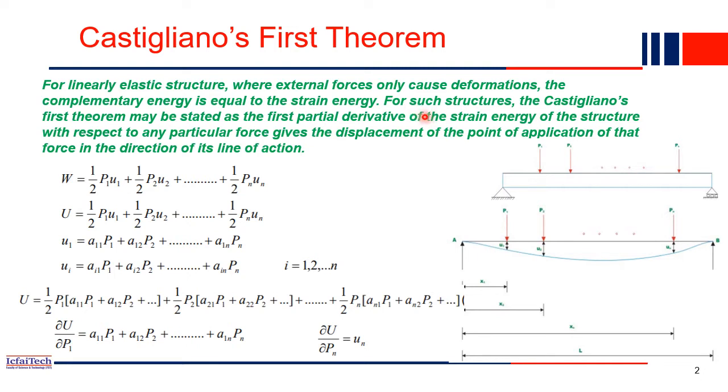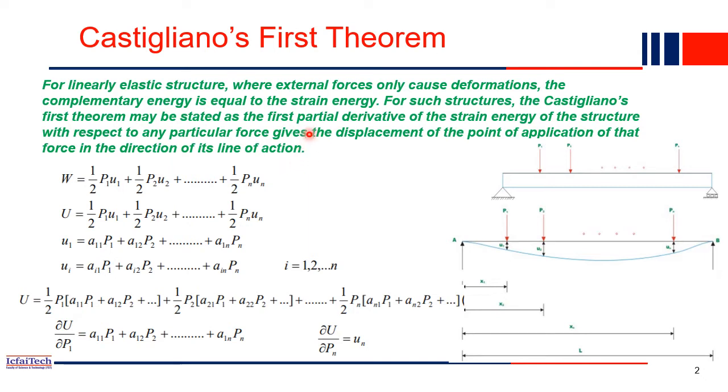So for such structures, Castigliano's first theorem may be stated as: the first partial derivative of the strain energy of a structure with respect to any particular force gives the displacement of the point of application of that force in the direction of its line of action.